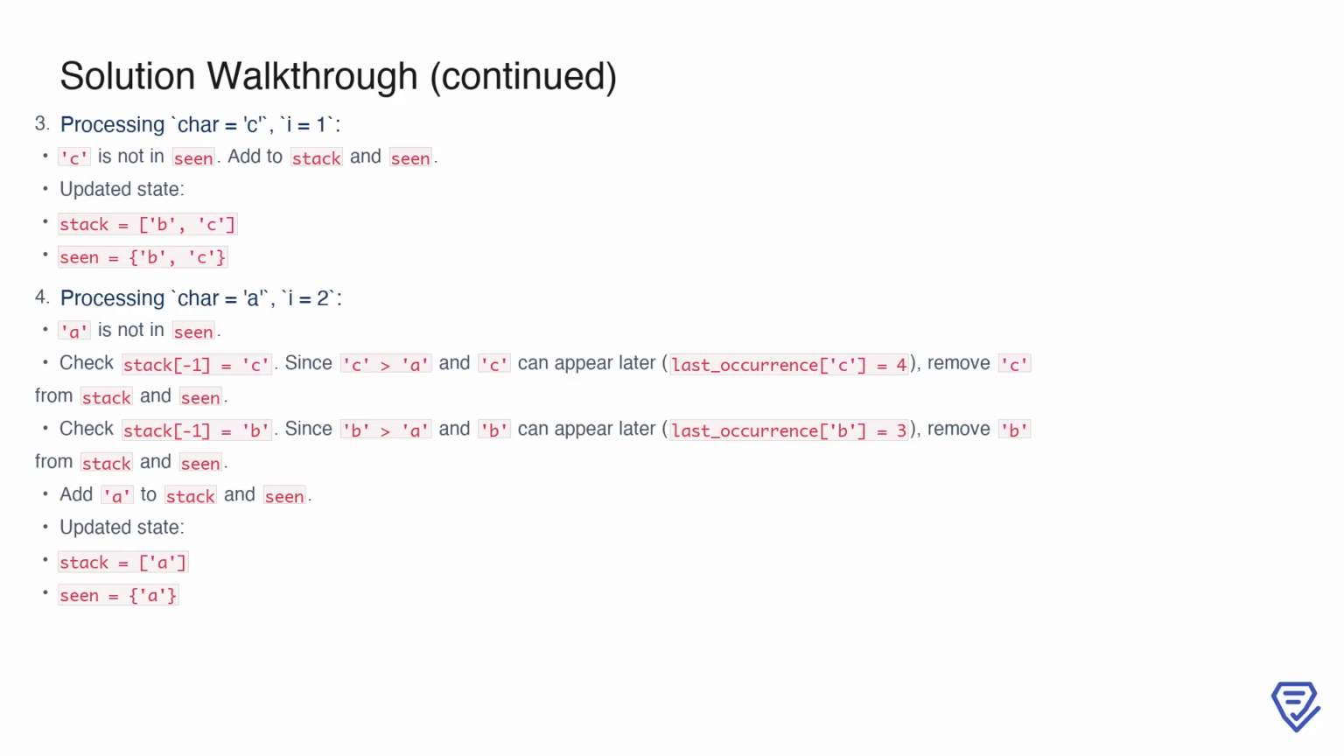Moving to index 2, the character is a. Since it is not in seen, we check whether the top of the stack can be removed. The top of the stack is c, and since c appears later in the string, at index 4, we remove c from the stack and seen. Now, the top of the stack is b. Since b also appears later, at index 3, we remove b as well. Finally, we add a to the stack and seen. The updated state is stack equals a and seen equals a.